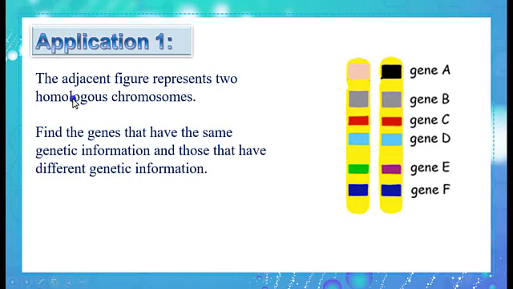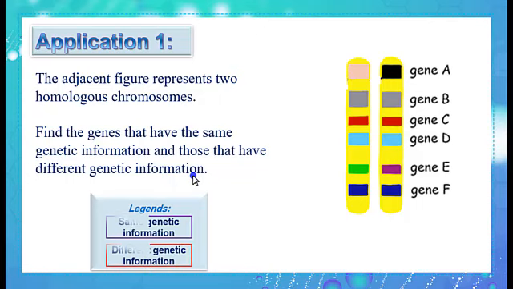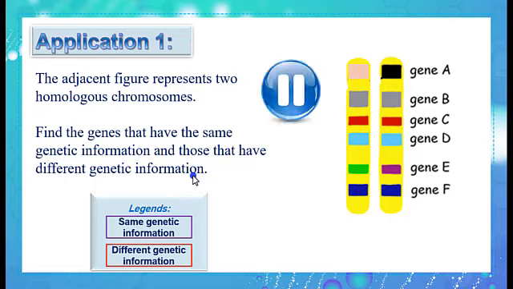Okay, great. The adjacent figure represents two homologous chromosomes. Find the genes that have the same genetic information and those that have different genetic information. Let's draw a purple box around the same genetic information and a red box around the different genetic information. Please pause the video and solve it.